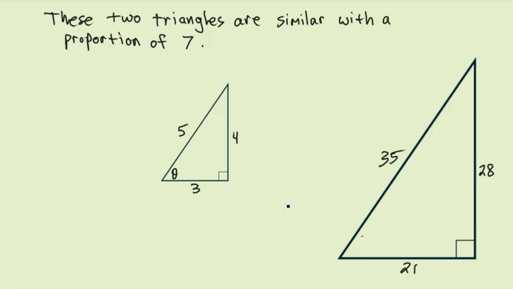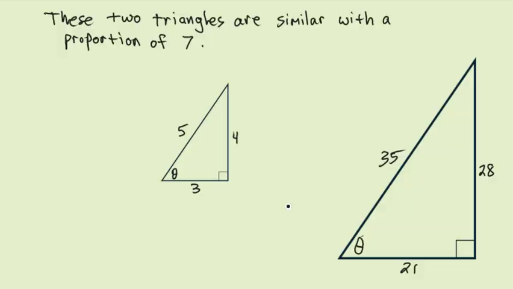Now, because these two triangles are similar, we know that their angles are congruent. They're corresponding angles. This is the smallest angle, so it corresponds to the smallest angle over here. This is a right angle, so it corresponds to the right angle over here. This angle is the medium angle, and it corresponds to this medium angle over here. And these angles are congruent. They're the same measure. So if this angle is angle theta, then this angle is also angle theta.